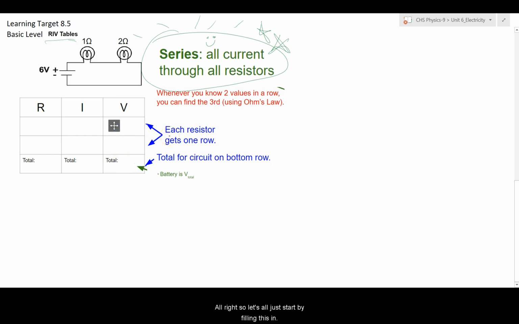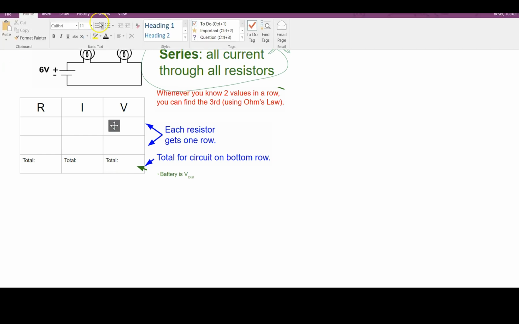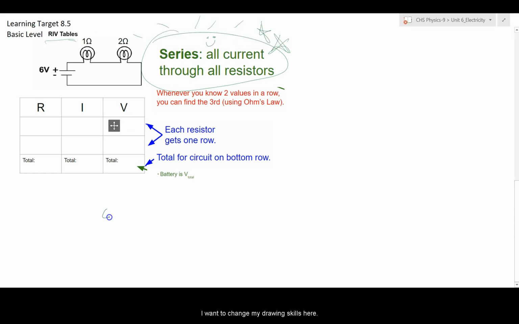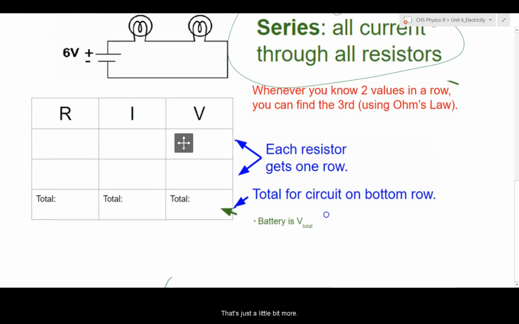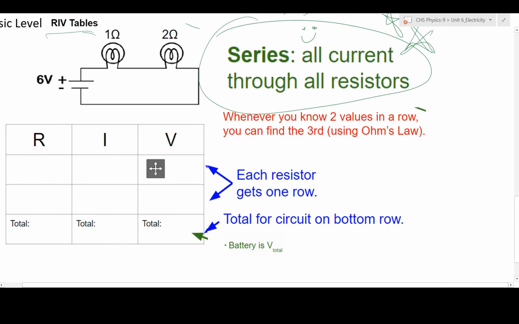Alright, so let's start by filling this in. Each resistor gets one row, so I'm going to have 1 ohm there and 2 ohms there. The total for the circuit goes on the bottom row, and the battery is V total. So this 6 volts is going to go there. We know that the voltage is always just given to us like that. Now we're going to use what's in red here to find the rest.